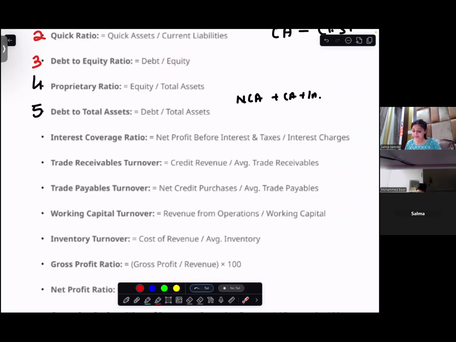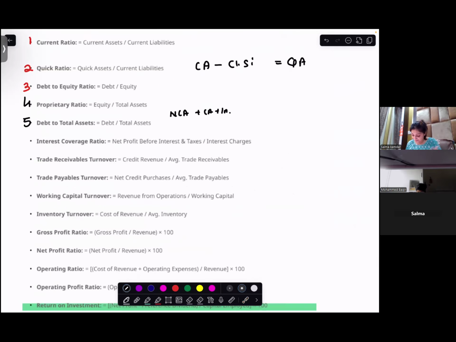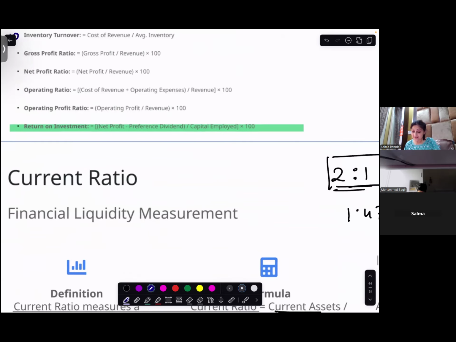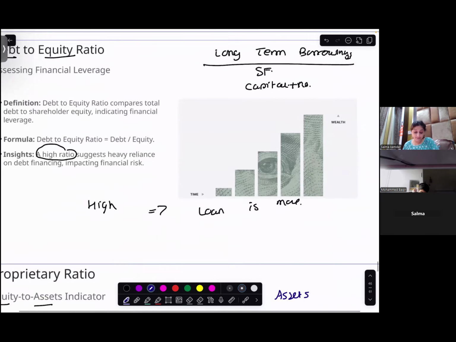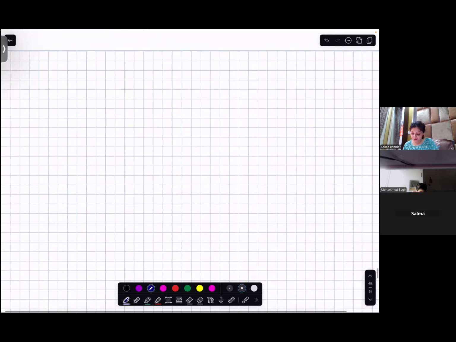Now, the next 5 ratios that we're going to discuss are your interest coverage ratio, your activity ratios, that means your trade receivable turnover ratio, trade payable turnover ratio, working capital turnover ratio, and your inventory turnover ratio. Okay, so let's go to the sixth ratio, interest coverage ratio.